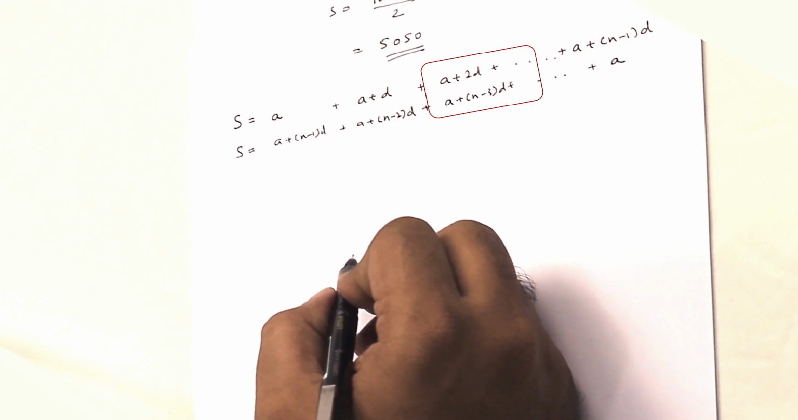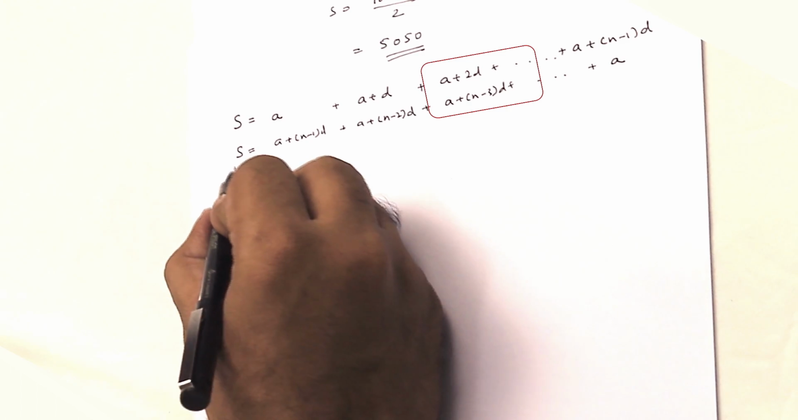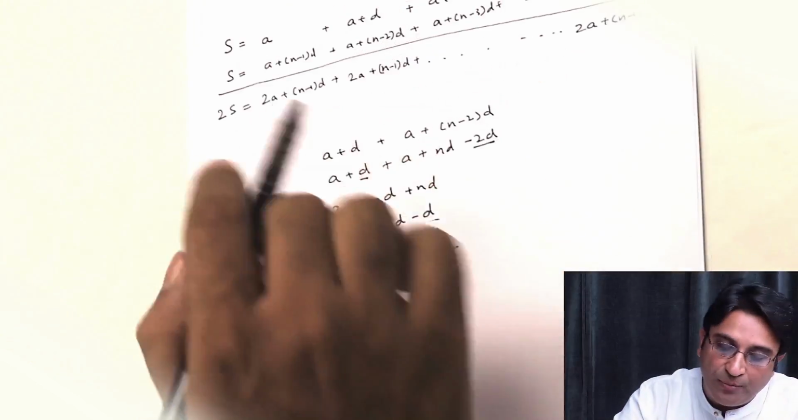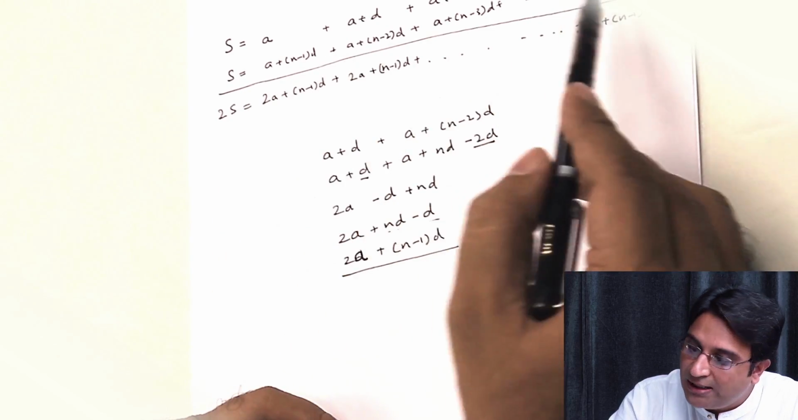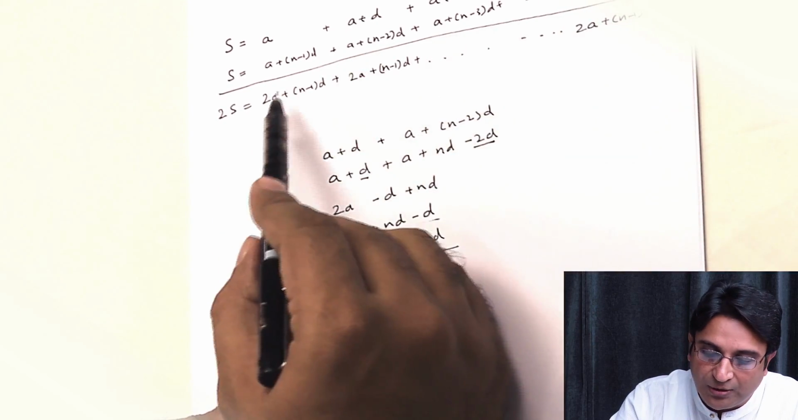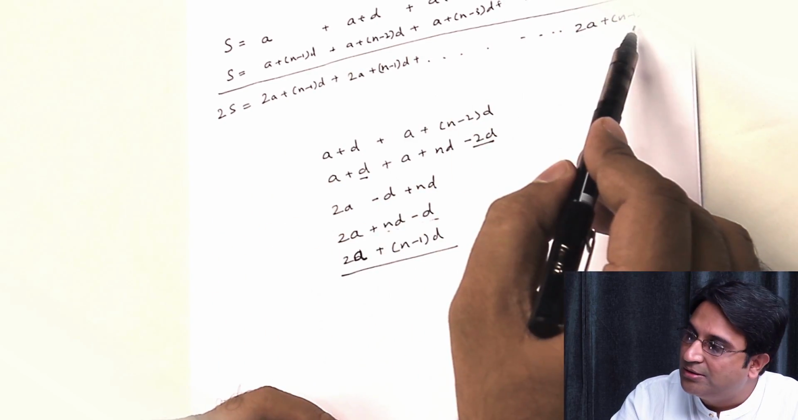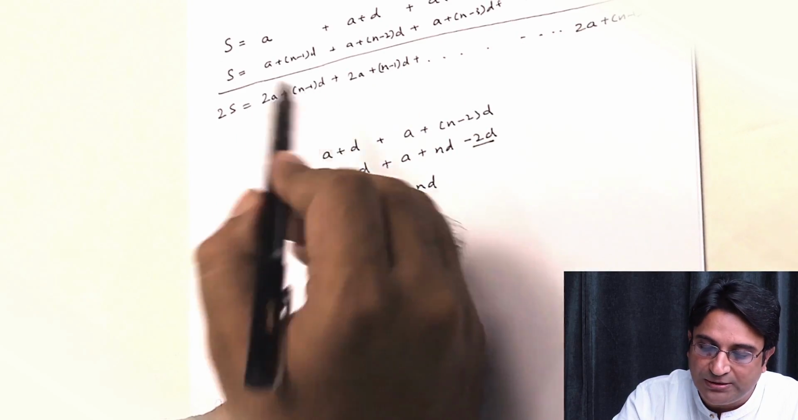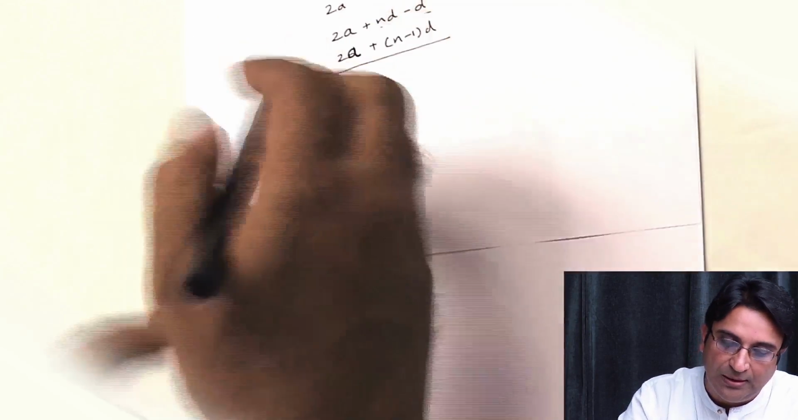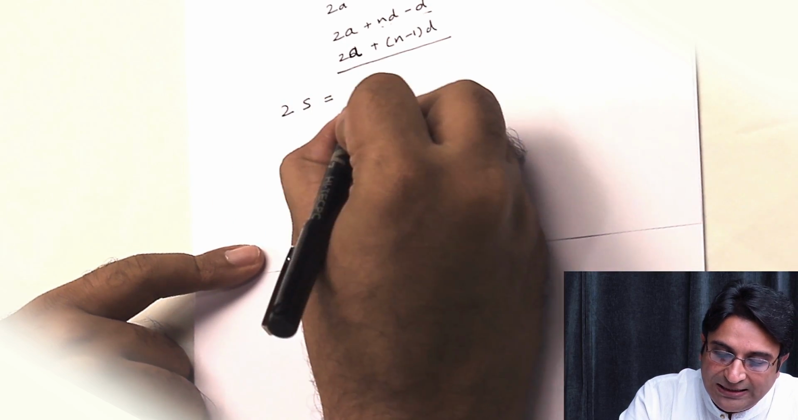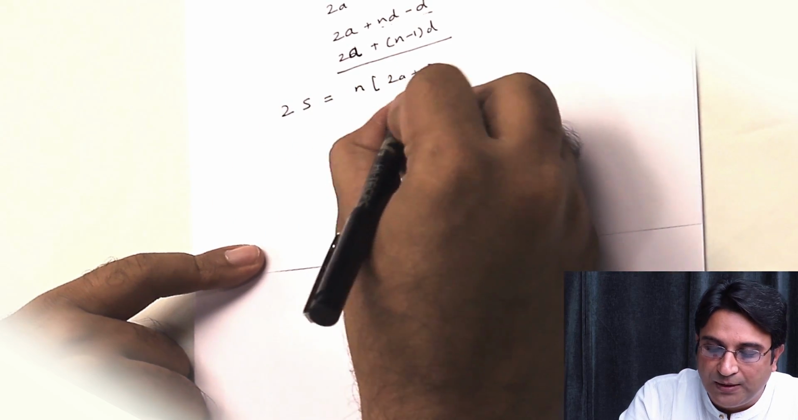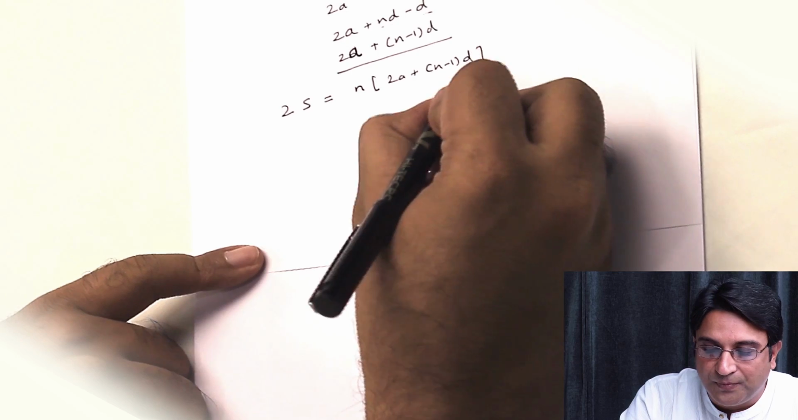You can similarly check the third term and so on. So it will be very clear that this pattern repeats. Now, how many numbers were there in the series? N numbers. How many numbers when you reverse? N numbers. So when you add them, you will get n such terms, each term being 2a plus n minus 1d. So you just have to write that now. So 2 times the sum of the series is n times 2a plus n minus 1d.